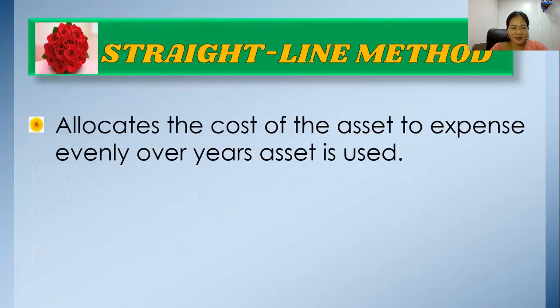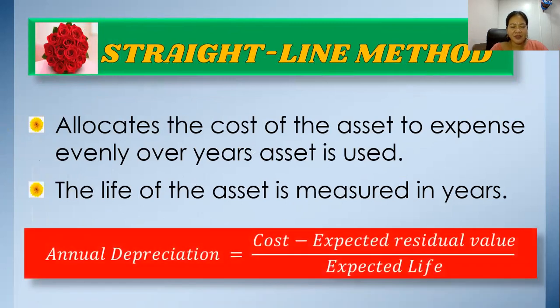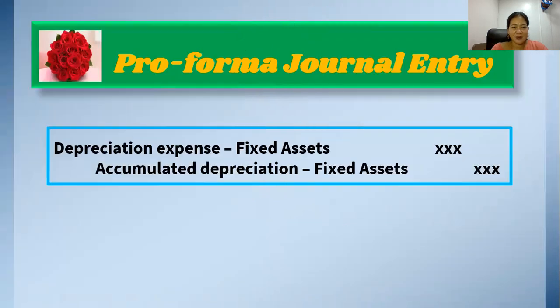Straight line allocates the cost of the asset to expense evenly over the years the asset is used. The life of the asset is measured in years. To compute the annual depreciation: cost minus expected residual value, divided by expected life. The pro forma journal entry to record depreciation is a debit to depreciation expense for the fixed asset, named like depreciation expense building, and a credit to accumulated depreciation for the fixed asset, like accumulated depreciation building.